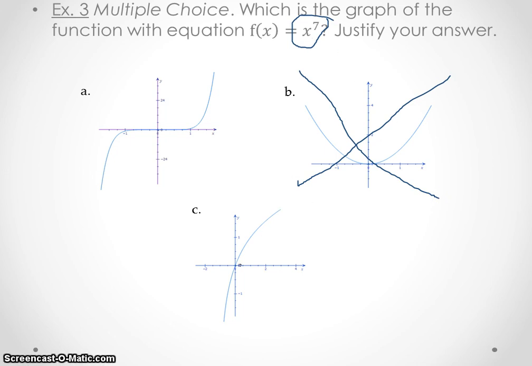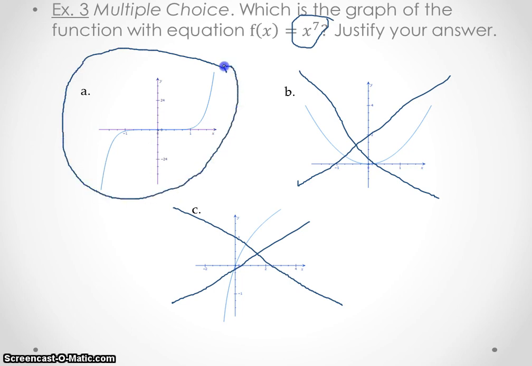This guy doesn't even make a parabola or an S curve, to be frank with you. It just makes one curve. So this is probably not even a power function if I had to guess. So that's not going to work either for us. So our choice here we want is going to be A, because it makes our S curve, goes through 0, 0, and that is the properties of f of x equals x to the 7th.